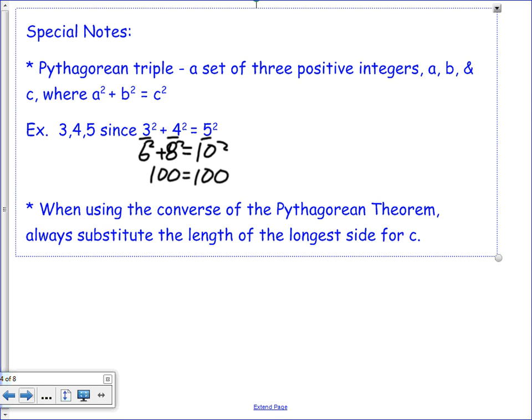So when you're using this, always substitute the length of the longest side for c, your hypotenuse. If your hypotenuse is c, then you'll figure it out. But you need to make sure that your longest side is c, or else this will not work.